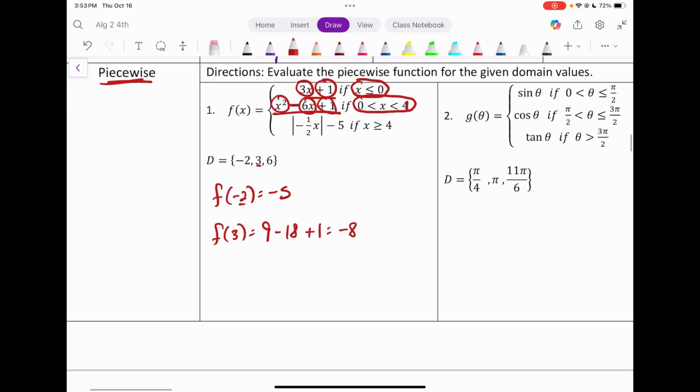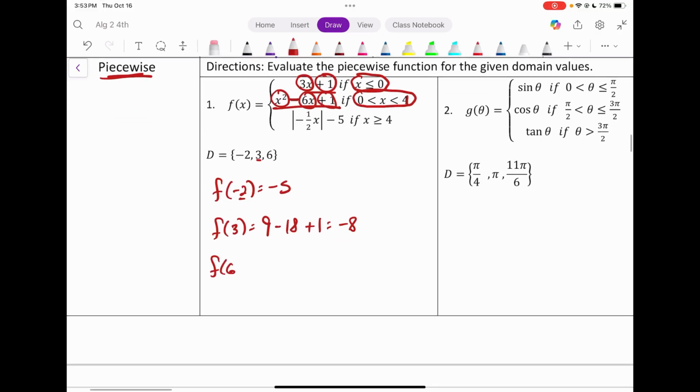Then finally, it says find f of 6. And there's only one place to plug it in, and it's right here. If the number you're plugging in is bigger than 4, we're plugging it into this. So we're going to do -half of 6. That'd be -3. Take the absolute value, and that's going to give us 3. We're subtracting 5, and it just gives us -2.